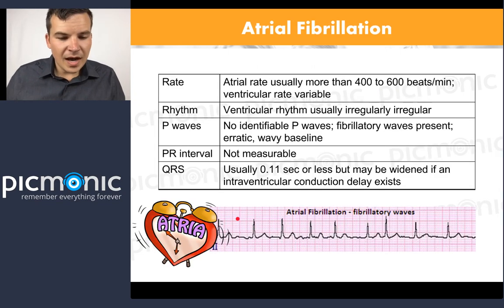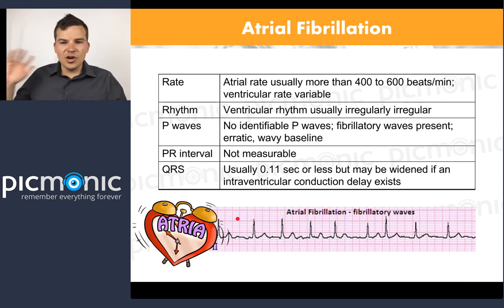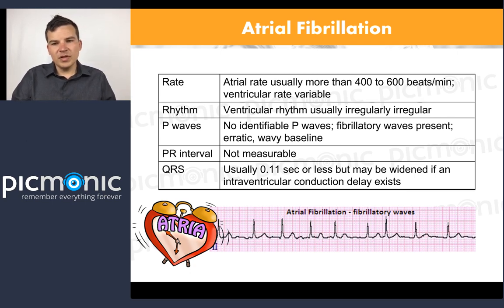Now, the most high yield one that you absolutely have got to be able to identify, and I feel like it's the one curveball that comes out of nowhere that so many people have trouble with, is atrial fibrillation. So how do we identify atrial fib?